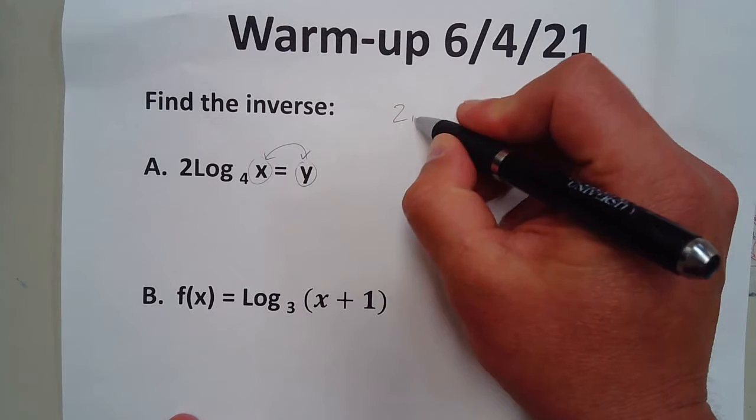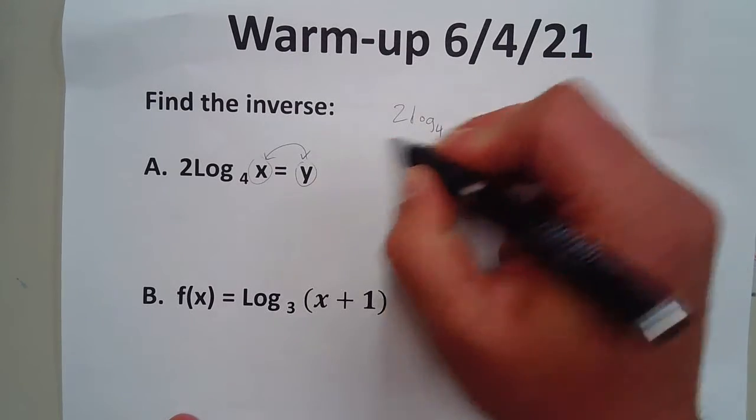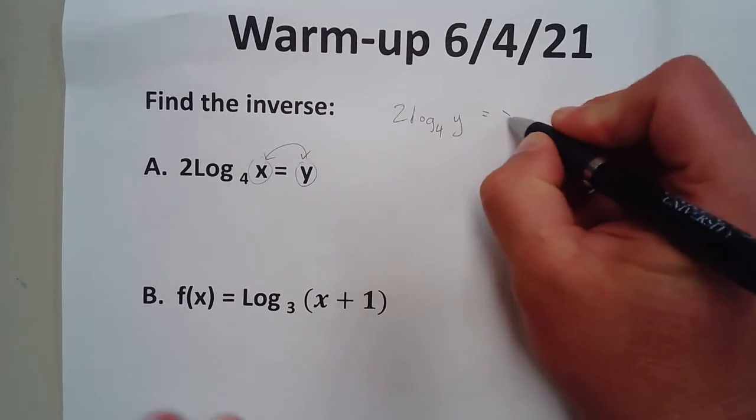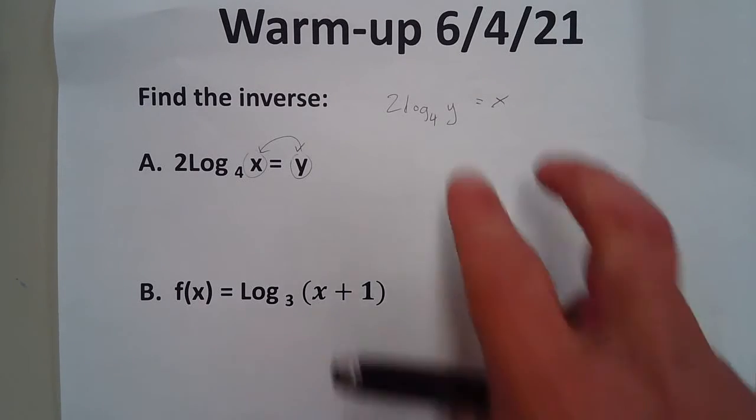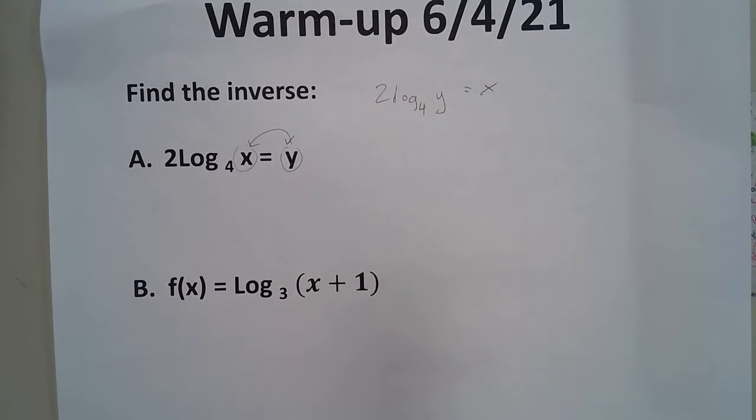So if I'm going to rewrite this, we'll just go ahead and write it as it is. But this is now a y, and now it's equal to x. So that's got to be step one every time you're doing your inverses. Get it rewritten where the x and y are swapped, because that now inverts the equation. It swaps the x and the y.